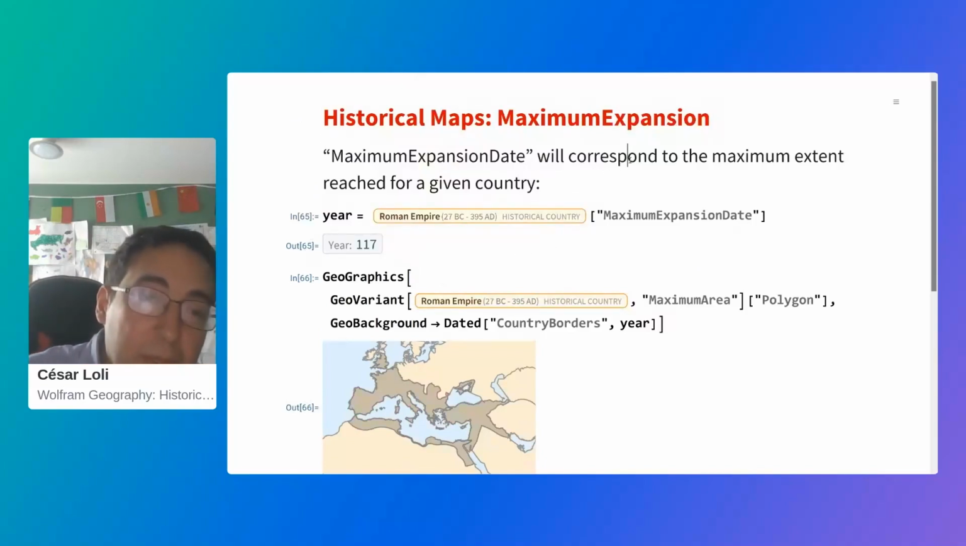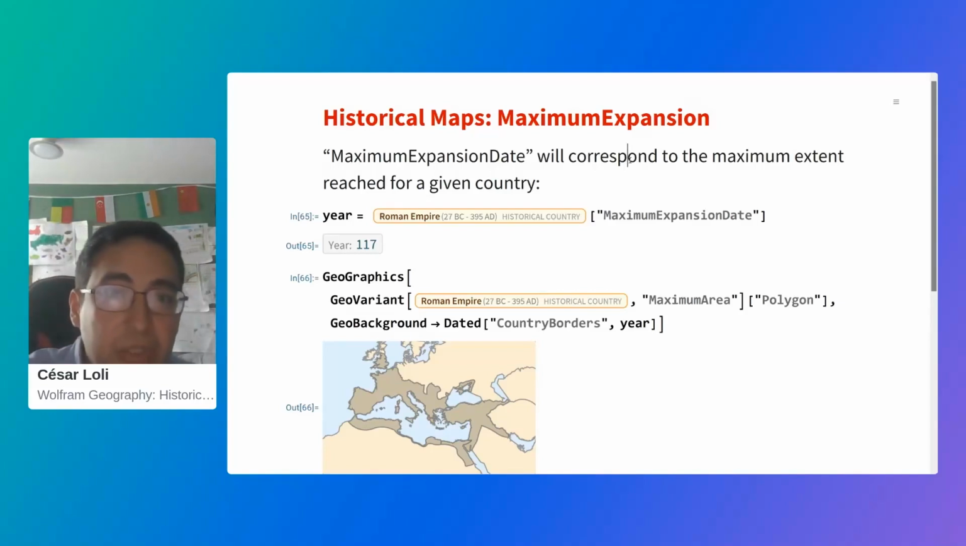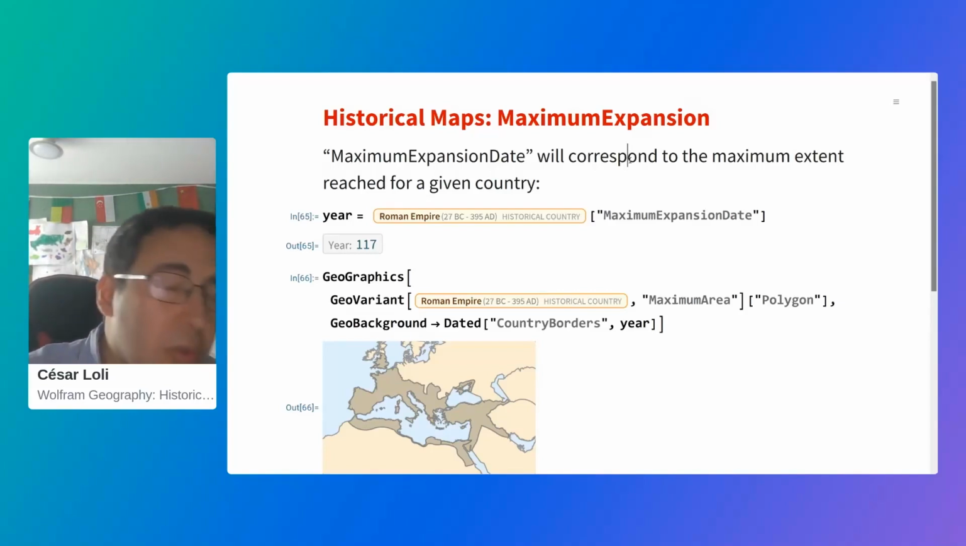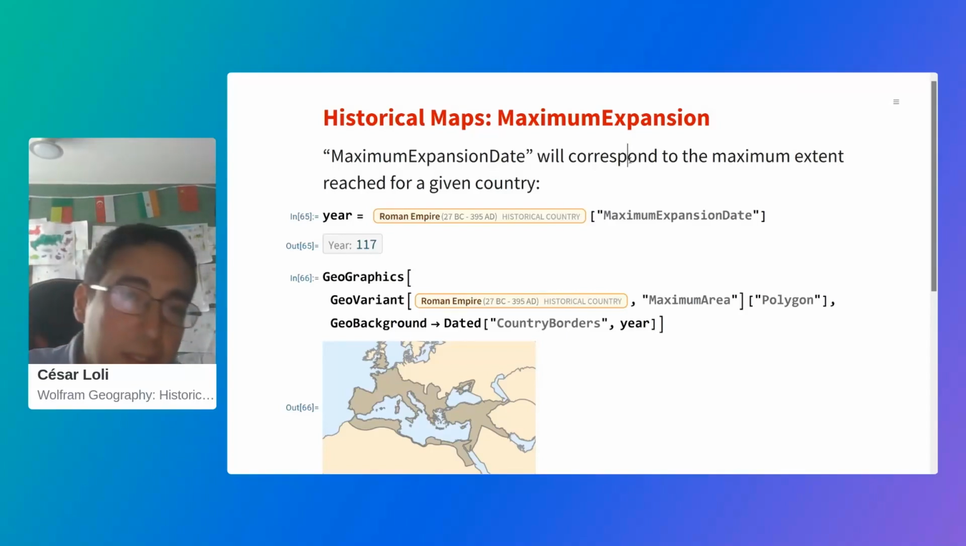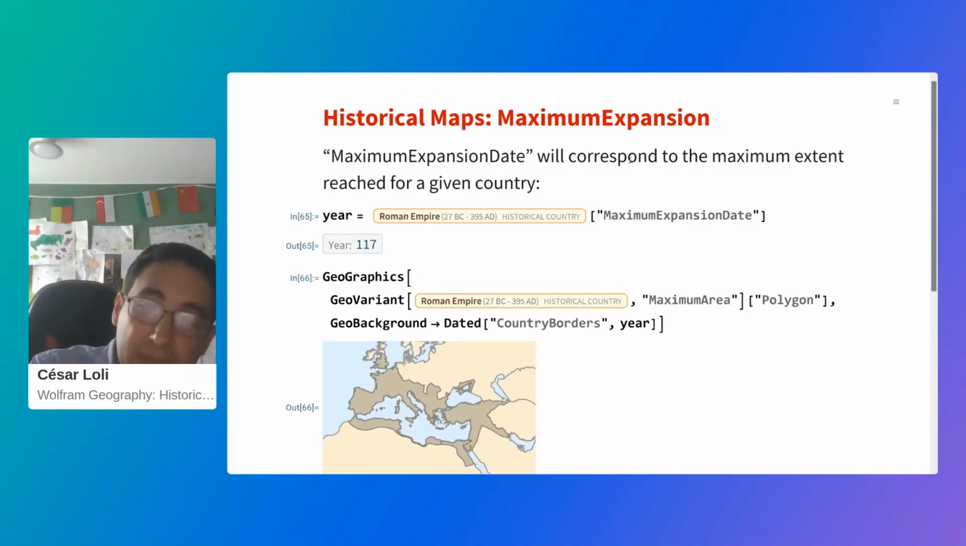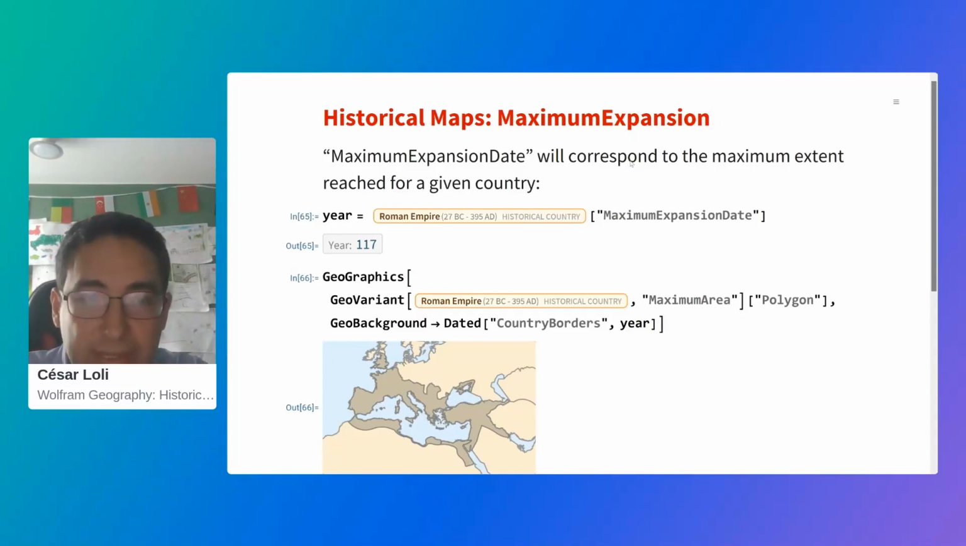The other form that we can represent maps is by using the maximum expansion. Maximum expansion gives us one single map that will represent the entire entity. This map will represent the moment in time where this entity was at its maximum area. For instance, we can see here that it was for the Roman Empire in the year 117.